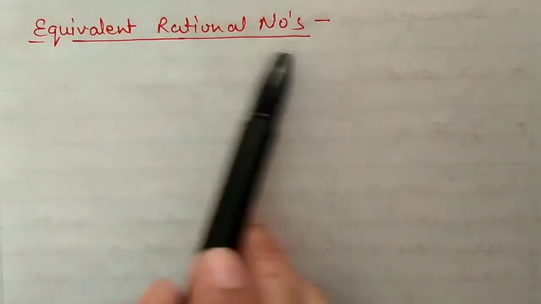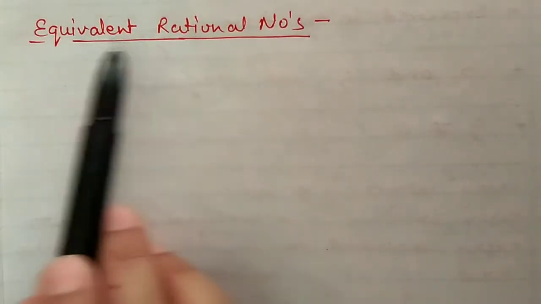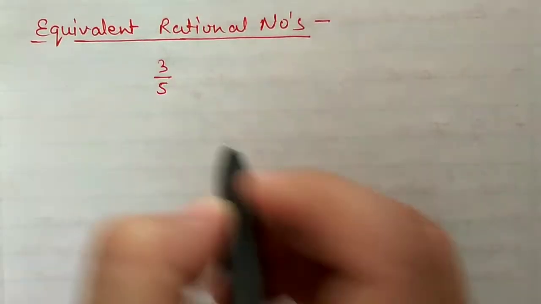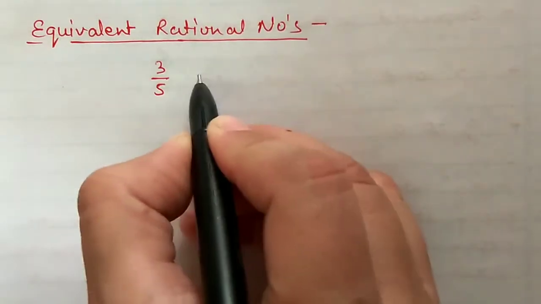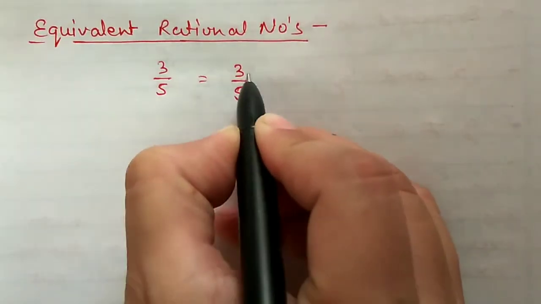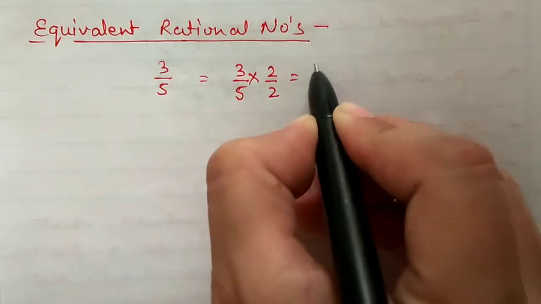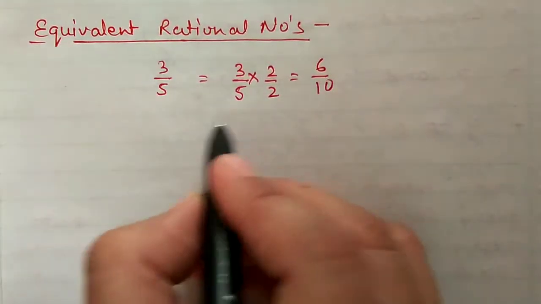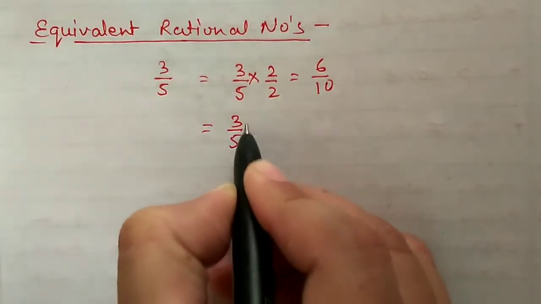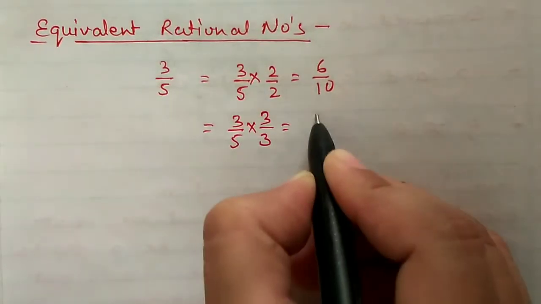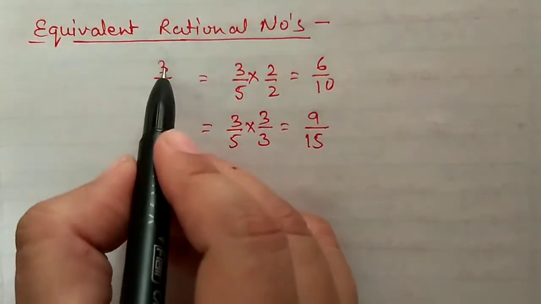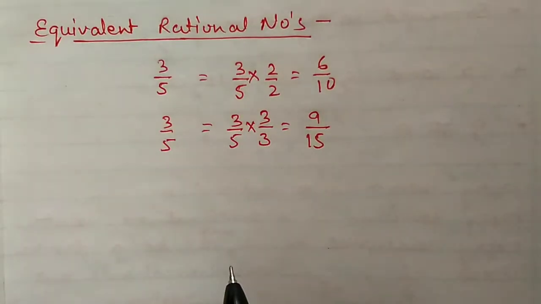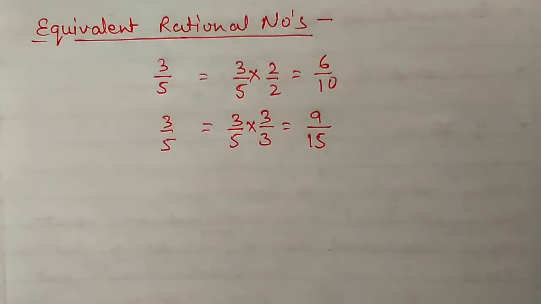Next you will learn about equivalent rational numbers. This is also similar to equivalent fractions. If you have a rational number 3 by 5 and you have to find an equivalent rational number, you can multiply with different numbers. First you can multiply with 2, then you will get 6 by 10. 6 by 10 and 3 by 5 are equivalent rational numbers. Or you can multiply with 3, then 9 by 15 is equivalent to 3 by 5. Similarly, however many equivalent rational numbers you want, you can find with the multiplication of different numbers.